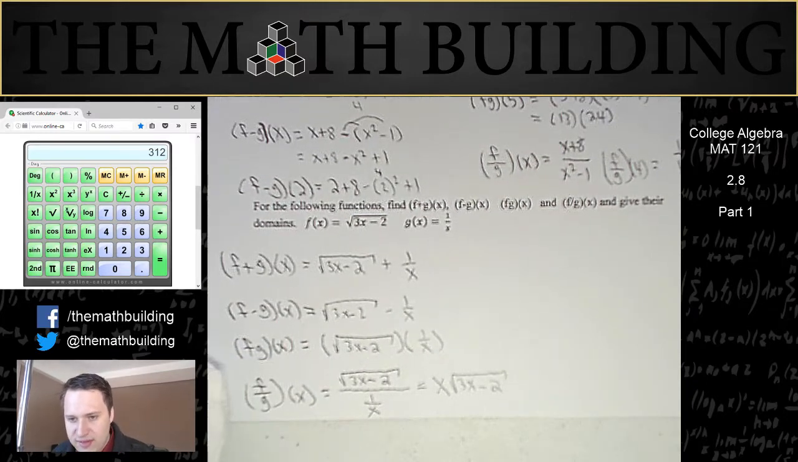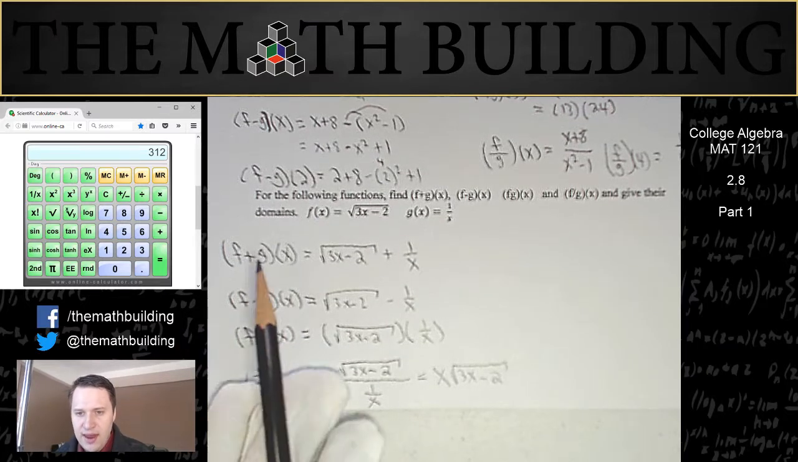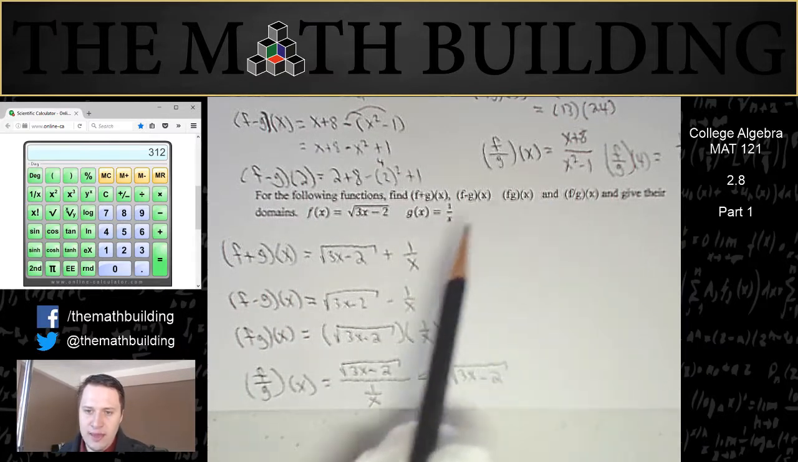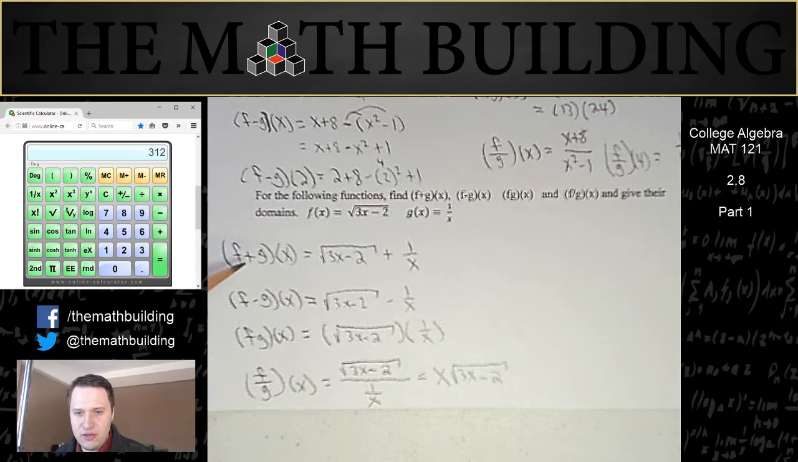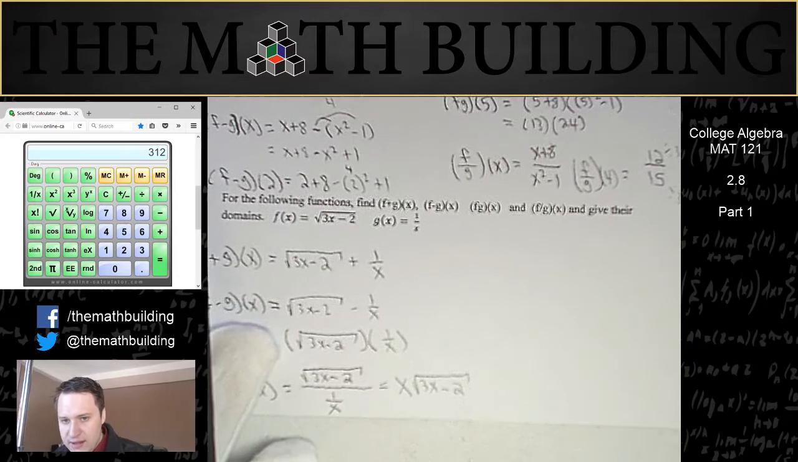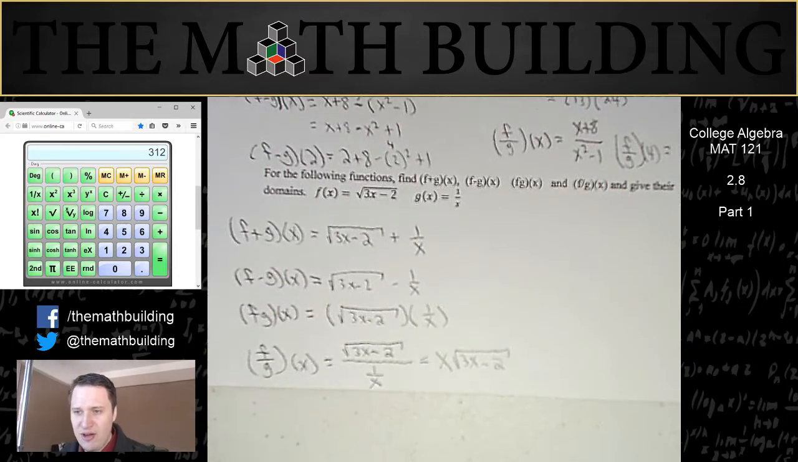So we're getting close to 10 minutes, and so let's stop here. In the next part, they say give the domains, but hopefully it makes sense how to do f plus g, f minus g, f times g, and f over g. Be careful, if it had said g over f, you would do the flip of this. You would put 1 over x on the top and the square root on the bottom if they had asked for g over f. All right, in the next section, we will find the domain of all 4 of these. So I will see you in part 2.